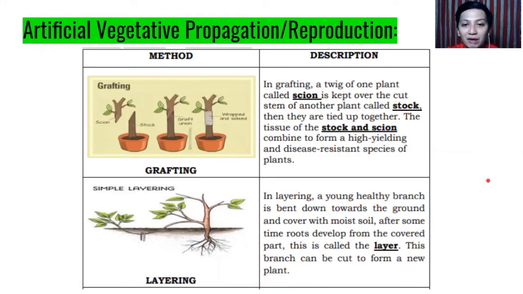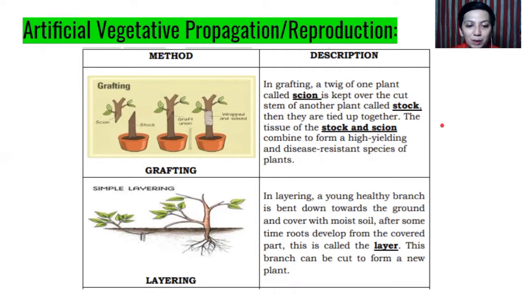So number one, grafting. In grafting, a twig of one plant called scion is kept over the cut stem of another plant called stock. Then they are tied up together. The tissue of the stock and scion combine to form a high-yielding and disease-resistant species of plants. Okay, so that is grafting. Susugatan yung kabila and then i-connect doon sa kabila and then itatali nila.